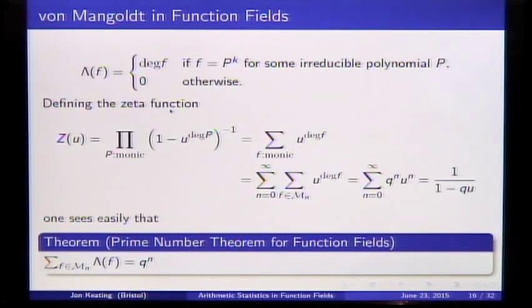Well, one wants to analyze statistics of the von Mangoldt function using a zeta function, and one can define a zeta function as an Euler product, just as one does for the Riemann zeta function. The slight surprise here is that you can compute this zeta function very explicitly.